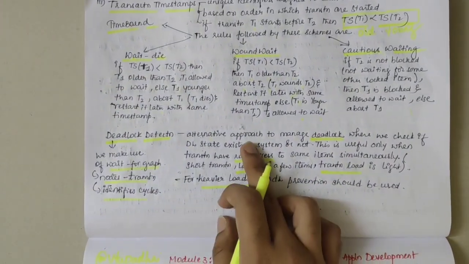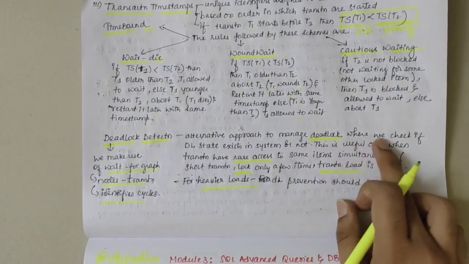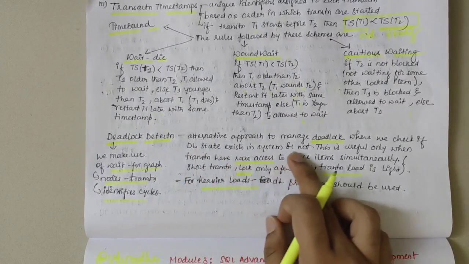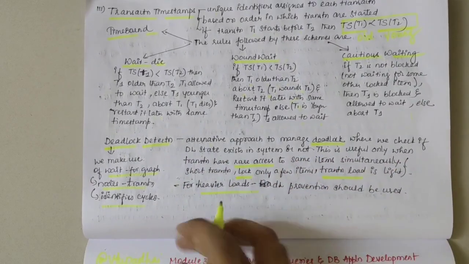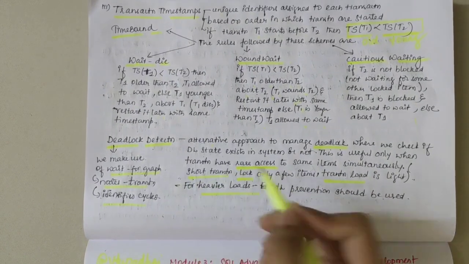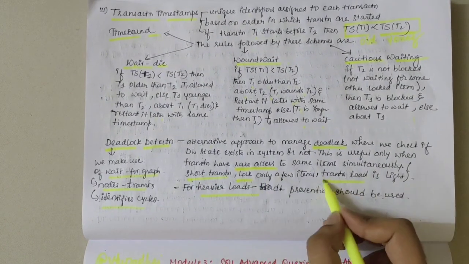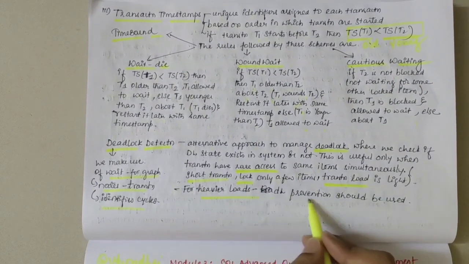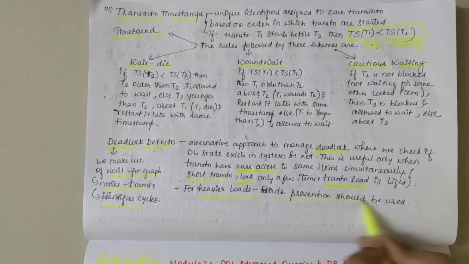Deadlock detection is an alternative approach to manage deadlocks, where we check whether a deadlock state exists in the system or not. This is useful only when transactions have rare access to the same items simultaneously. So it has to be short transactions that lock only a few items, and the transaction load is light. For heavy loads, deadlock prevention should be used.